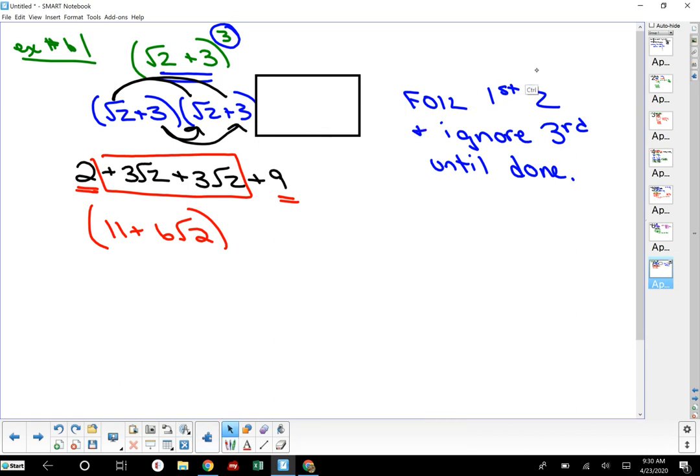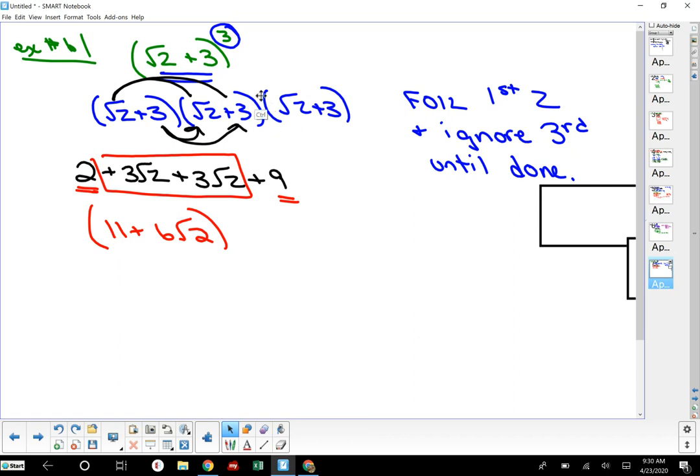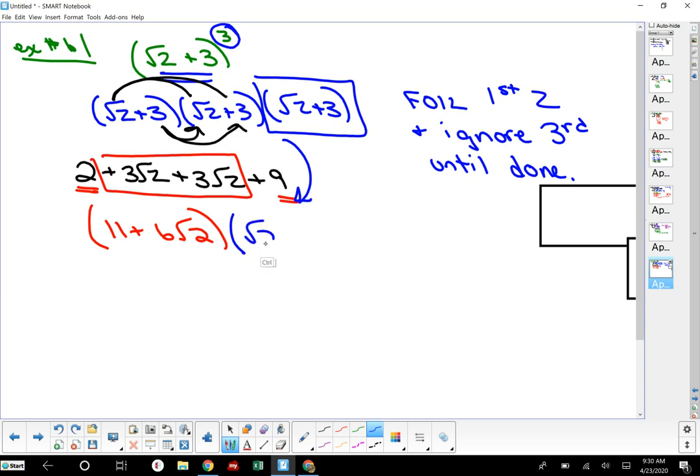And so now you're going to take this one that you ignored. Oh, I wanted you to actually move. It's not moving. It's like copying it and pasting it 19 times. Why is it doing that? There we go. Okay, so now we need to take this guy, the rad 2 plus 3 that we didn't use, and it needs to come down here. Rad 2 plus 3. And now we're going to FOIL again.